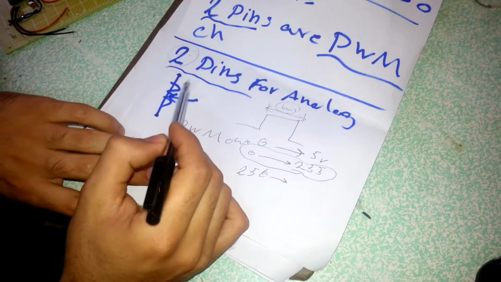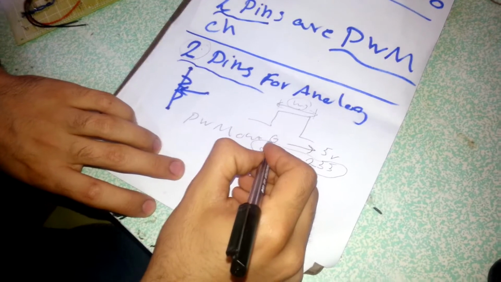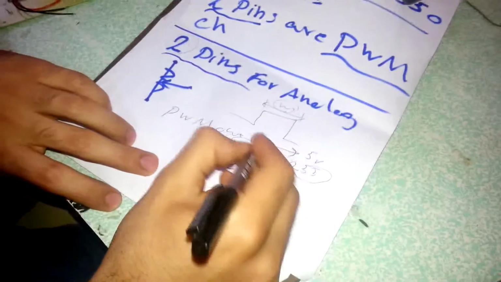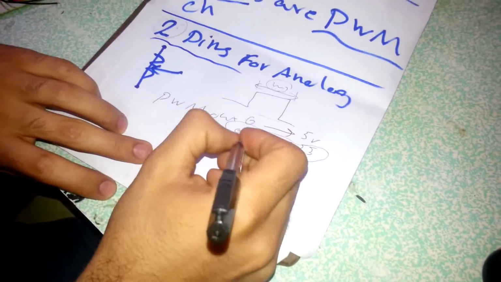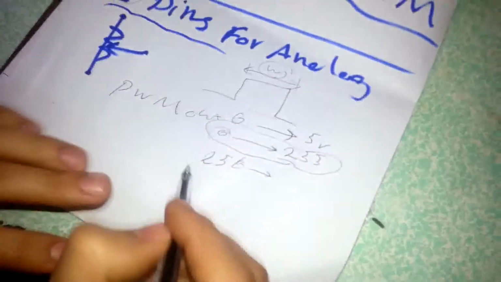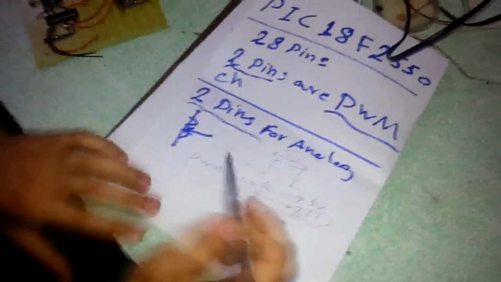Okay. The potentiometers create a signal between 0 to 5 volts. I have converted this volt signal to a byte signal, which is from 0 to 255, which is 256 levels of width modulation. Okay.